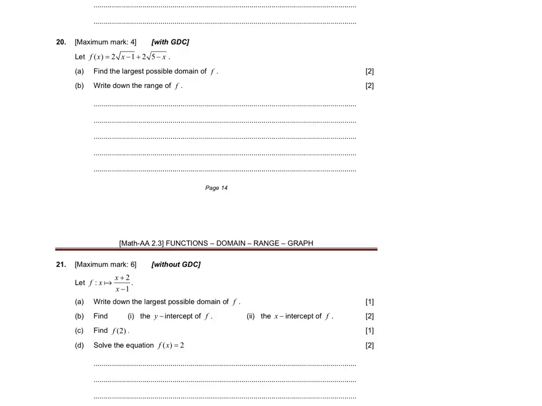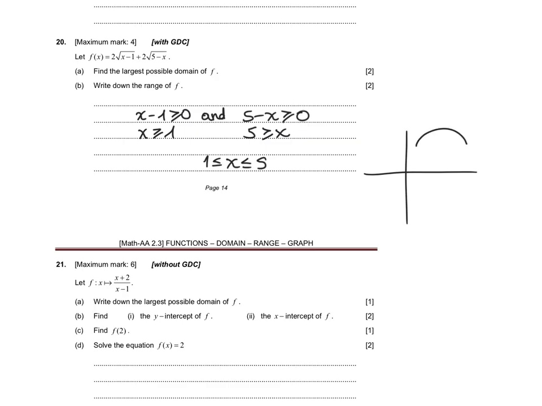For 20, we want that x minus 1 is greater than or equal to 0, and that 5 minus x is greater than or equal to 0. So x is greater than or equal to 1, and x is less than or equal to 5. So it's got to be in between 1 and 5. And the range, this you'll want to graph on the graphing calculator. So it's a function that looks kind of like this.